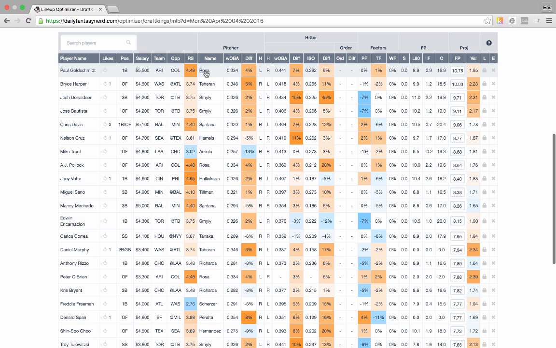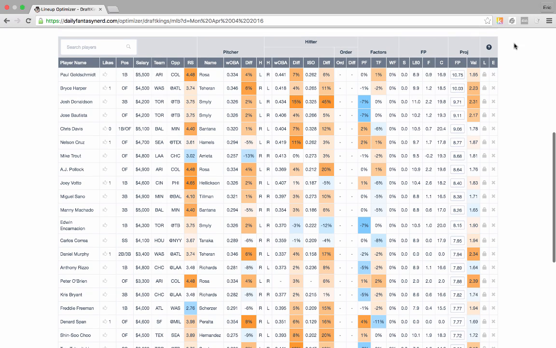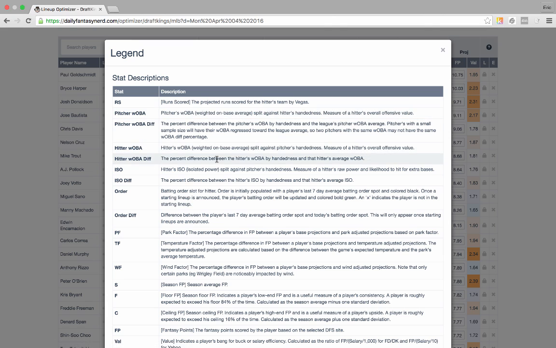We list the opposing pitcher here. You can actually click in to see their game log, as well as for your hitters. The wOBA here, this is weighted on base average. In fact, we can click into the legend here and see weighted on base average. This is actually a split against the pitcher's handedness. So we break down these stats for both wOBA and ISO based off of whether the hitter's facing a lefty pitcher or righty pitcher, because their splits are oftentimes going to be different. And that's one way of getting a lot of value on any daily slate.